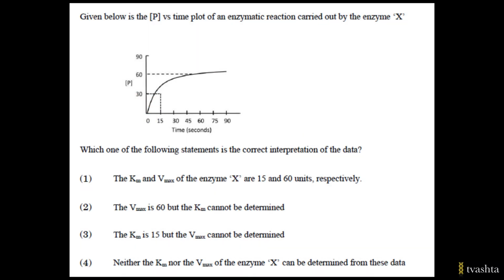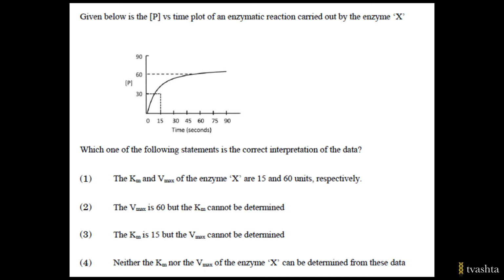Today's question is from the CSIR NET December 2019 paper, from section C. The question says, given below is the P concentration versus time plot of an enzymatic reaction carried out by the enzyme X. So there's a graph, and they have asked which one of the following statements is the correct interpretation of the given data.